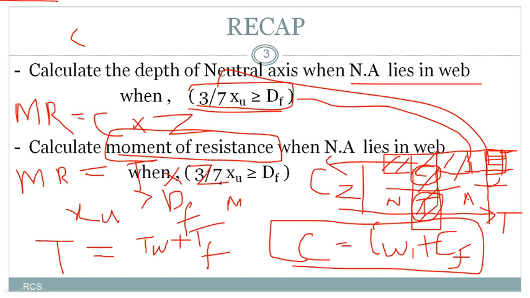Like that we can calculate moment of resistances by dividing two separate figures: figure 1 with respect to the web and figure 2 with respect to the flange. Like that we have calculated the moment of resistance for case number 2A. What is case number 2? The neutral axis falls in the web region. What is subcase A? That is where the depth of the rectangular portion, 3/7 of XU, is greater than or equal to DF. For this case we are discussing.